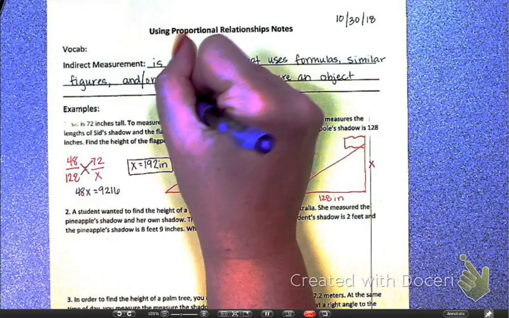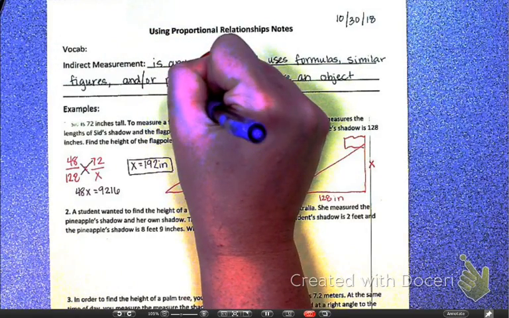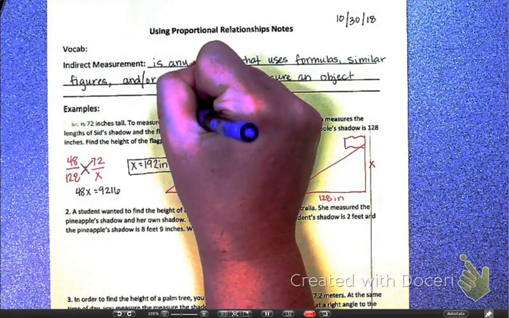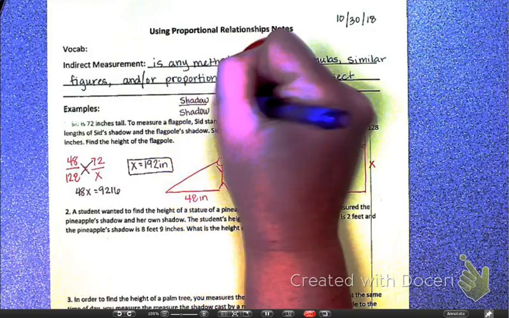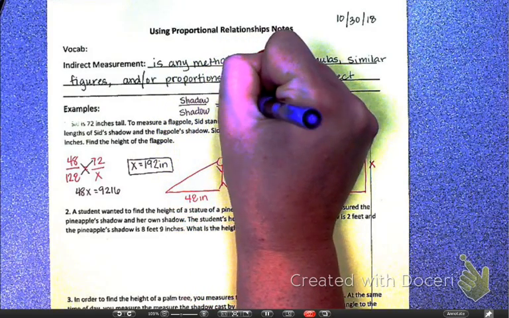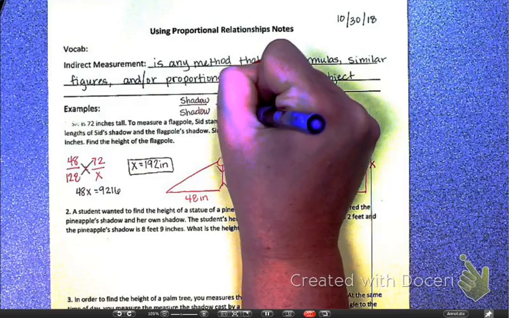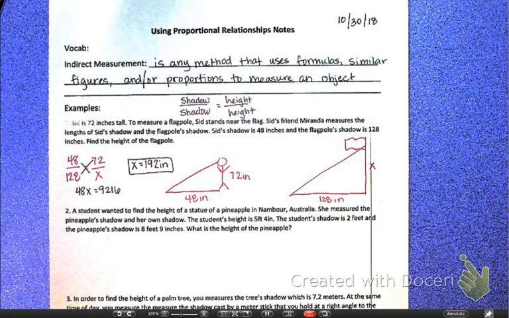But again, shadow to shadow, height to height. So if you even want to write that, shadow to shadow equals height to height. You just have to compare the same pieces. Now again, there's other ways that you can set this up, but if you are consistent with it, you should be okay. Are we okay with that one? Okay, let's do another one together, and then I'm going to give you a couple to do on your own.